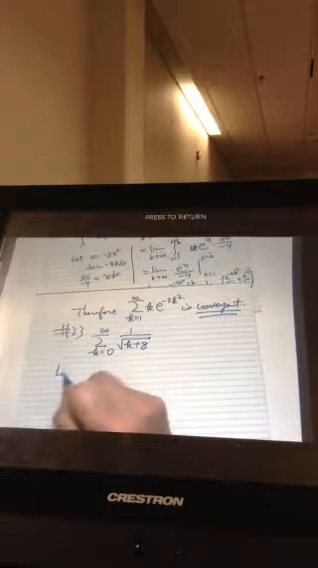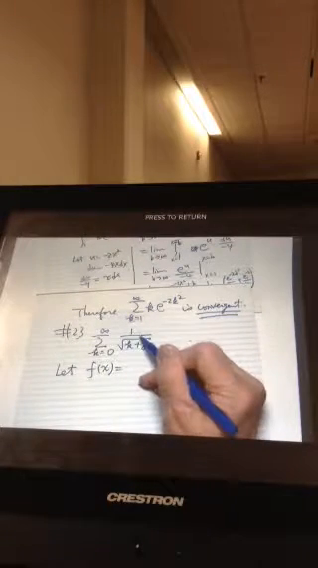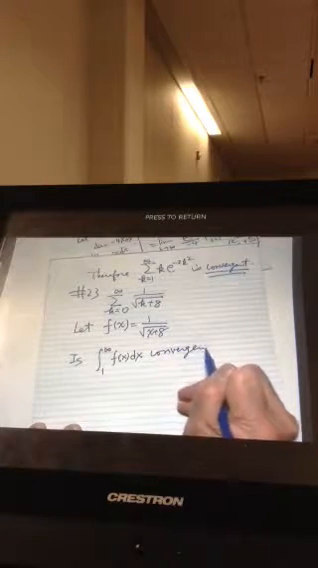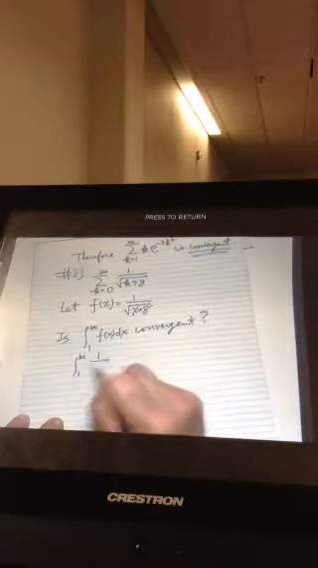All right, now they give us the hint: use the integral test. Very simple, right? I'm going to let f of x be the general term a_k, so you just change k to x. Now the question is whether this integral is convergent. That's really the question. So let's see how to integrate this.